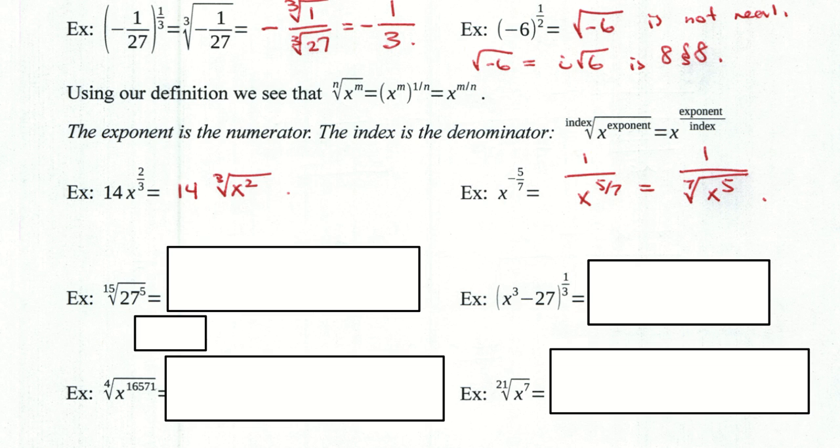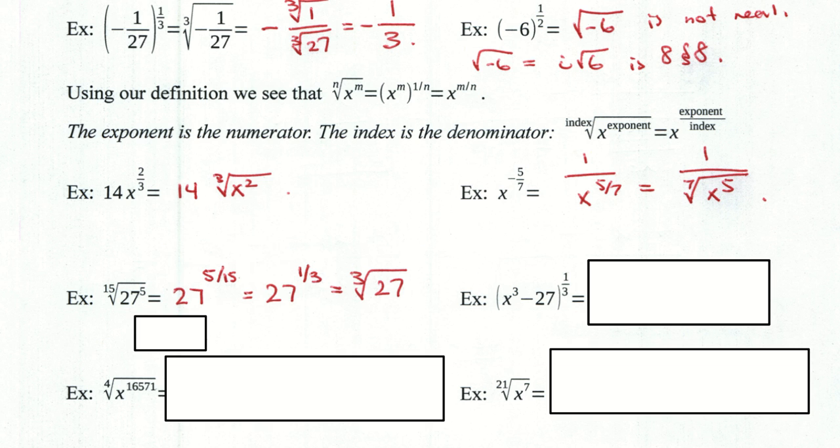We'd need 15 of them for even one 27 to get out. So we're going to rewrite this with fractional exponents, and no great surprise, the index is going to become our denominator. So the first thing you're going to see is 27 being raised to a fraction. The exponent's 5, the index is 15, that gives us the fraction 5 over 15. And instantly you can see the value of rational exponents.